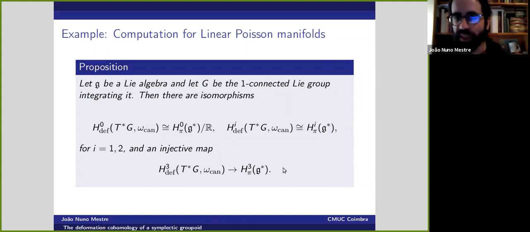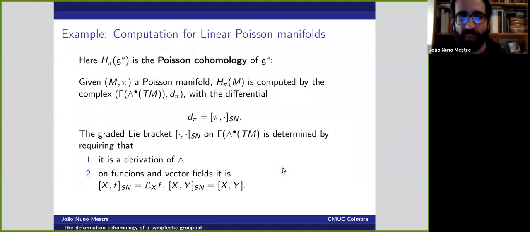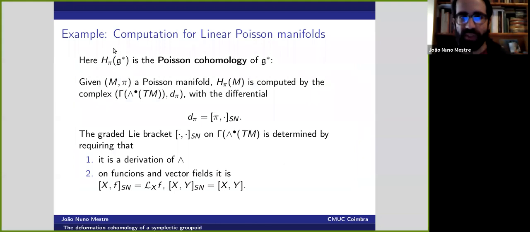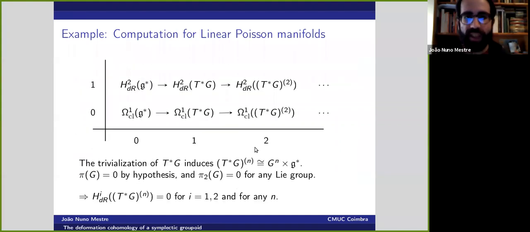Okay, so let me give you an idea of the proof. First of all, just to recall, I'll be very brief on this, but the Poisson cohomology, in case anyone is not familiar, is the deformation cohomology for Poisson manifolds, and cochains are simply multivector fields, and the differential is the Schouten-Nijenhuis bracket with the Poisson bivector. Okay. Now, how do we compute the deformation cohomology for these symplectic groupoids?